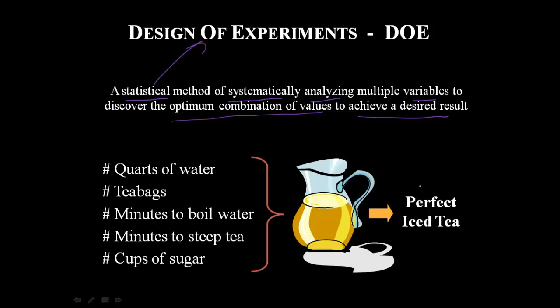For an example, let's make a tea. I'm making iced tea. What is the quantity of water I need? How many tea bags do I need? How many minutes do I have to boil the water? So these are multiple variables which we have selected. So this is design of experiments.